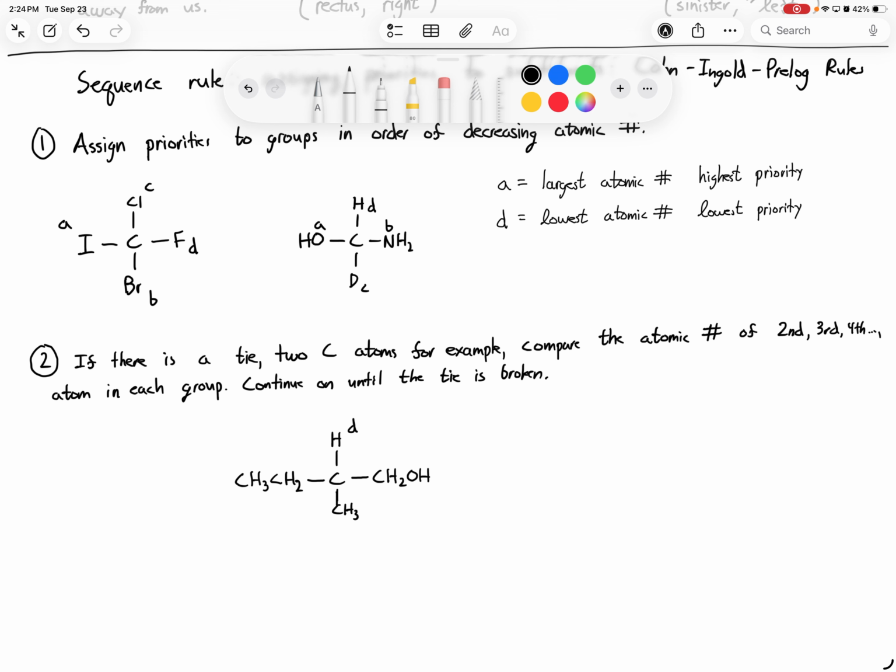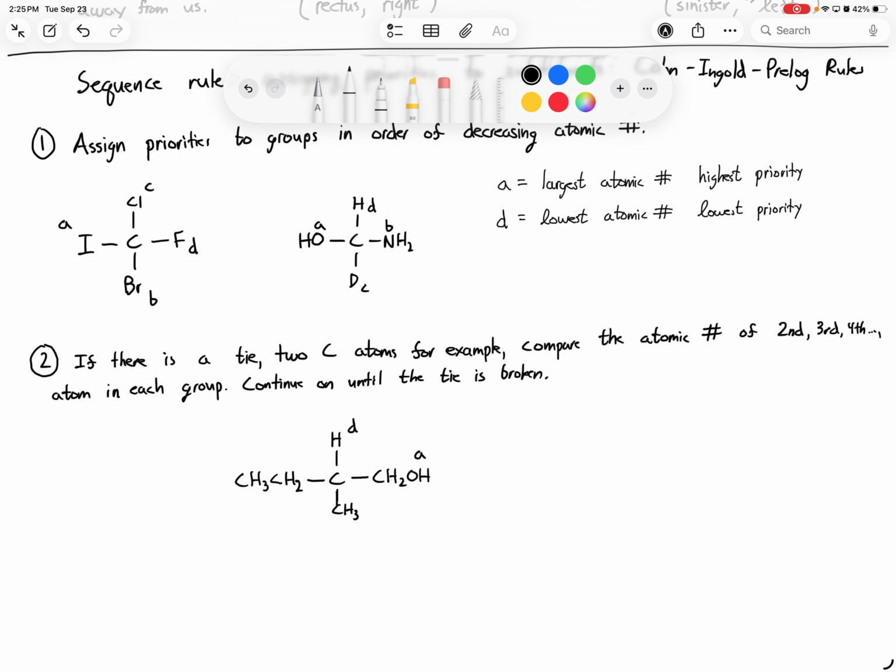The OH, all right? Because all of them have carbon, right? They have some number of hydrogens, but one of them directly has attached to the C, an oxygen. And that's higher than carbon or hydrogen, right? So that's A. Now, how about B and C?